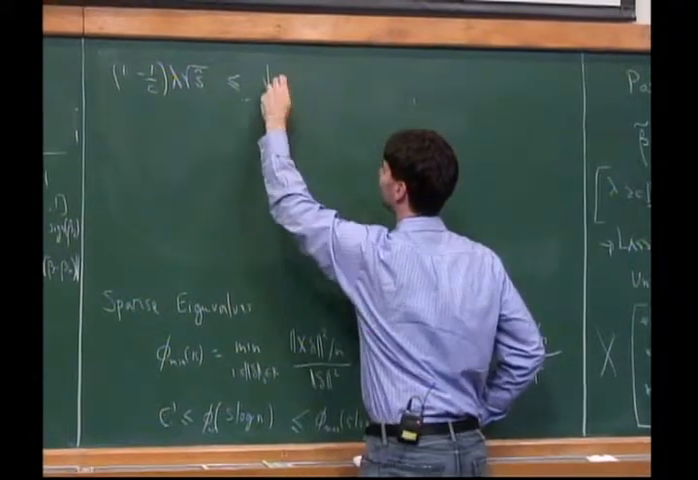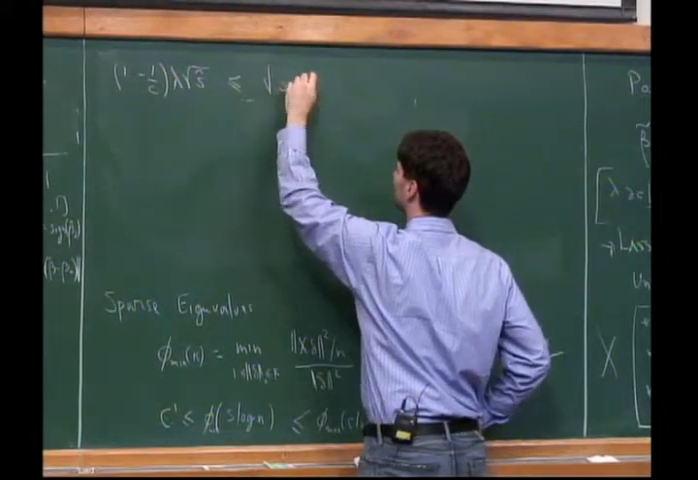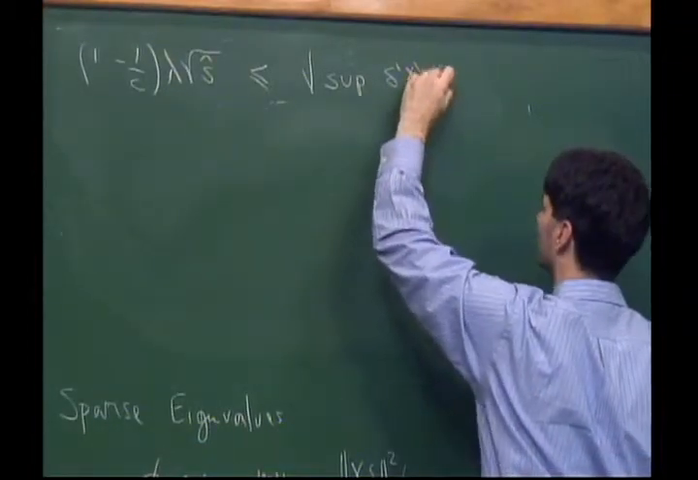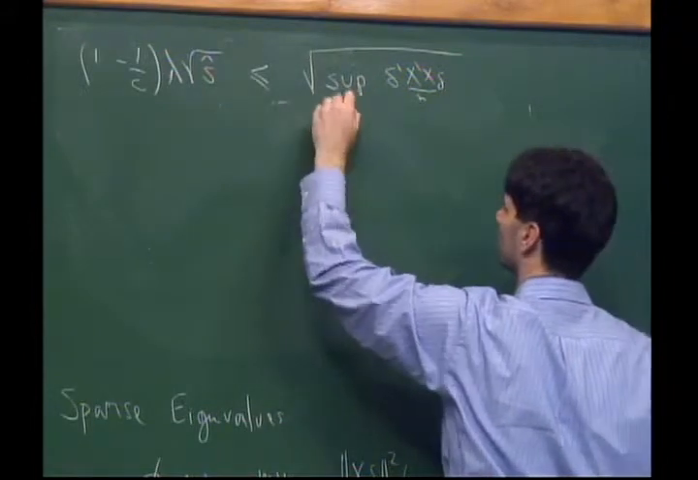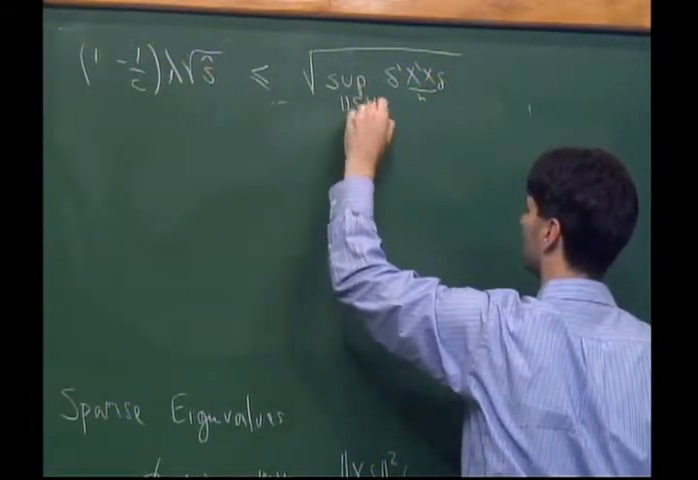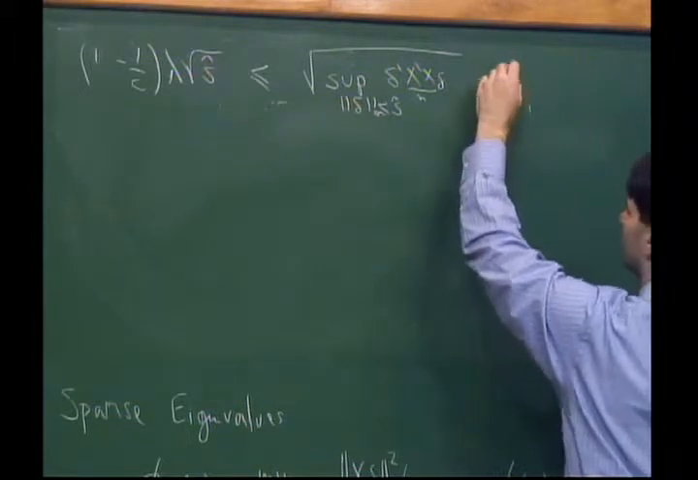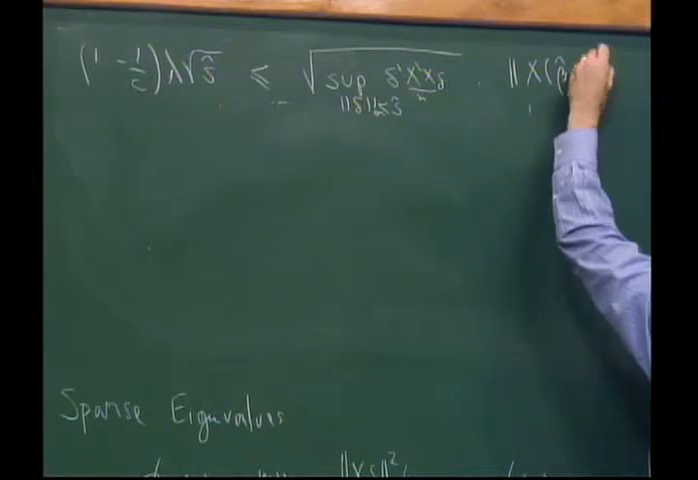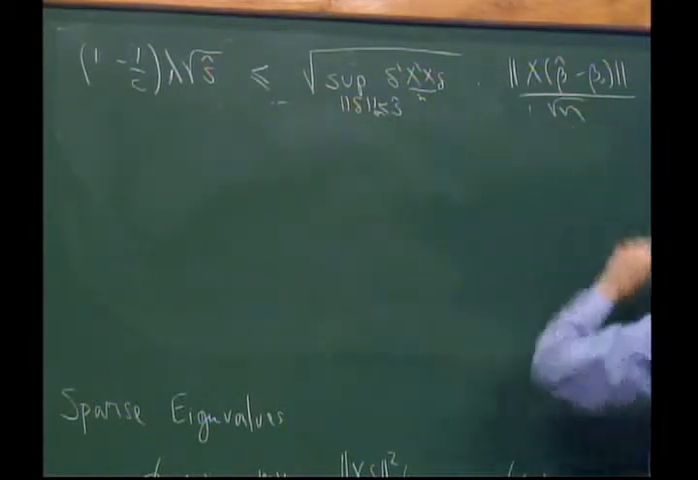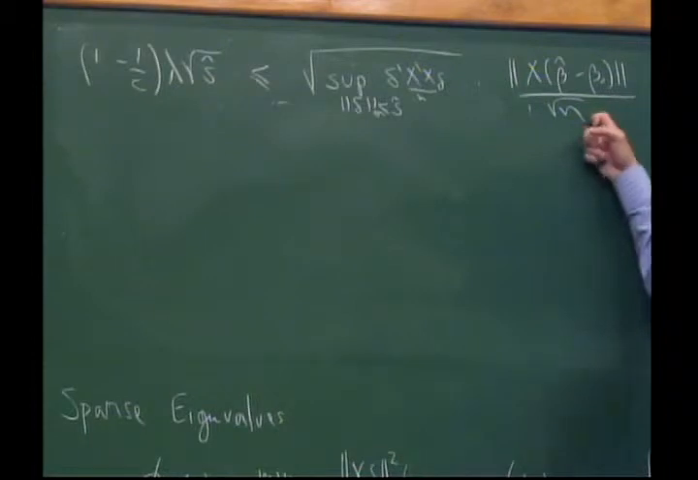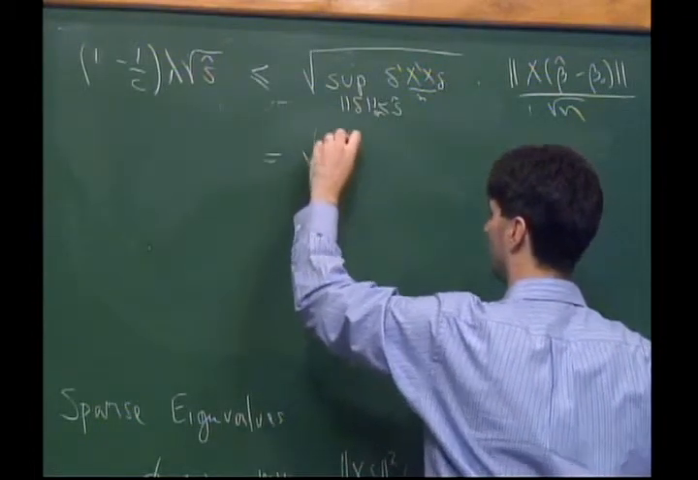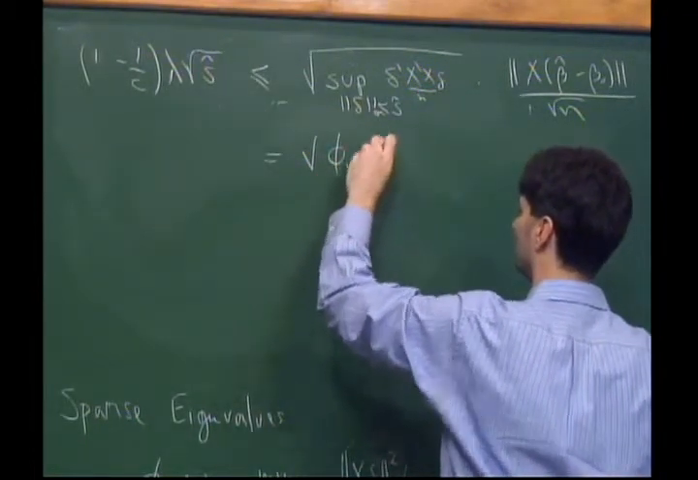So, sup over delta of x over n delta, that's equal to S hat times, then here becomes X beta hat minus beta naught over square root n. So this is the rate of convergence of Lasso itself. And this is just phi max of S hat.